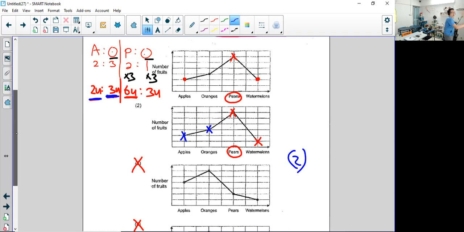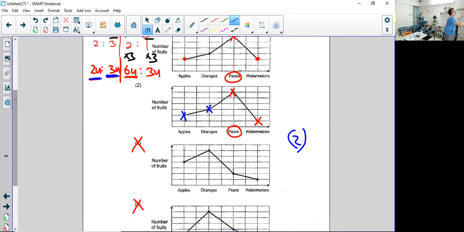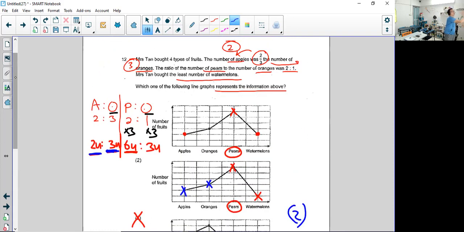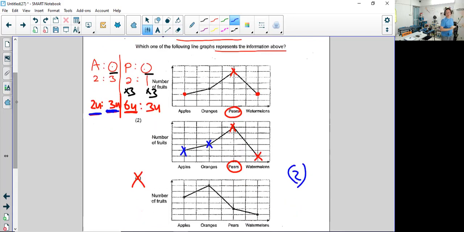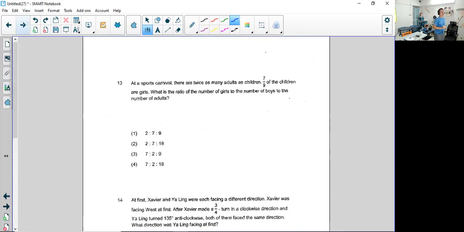All right. Okay, so let's go to the next one. What question is this? Question number 12, the answer is number 2. Okay, let's go to question 13. Fractions. So there are twice as many adults as children, and 7/9 of the children are girls. And what is the ratio of the girls to the boys? You can see the answers are in ratio. So what method can I use? I can use ratio method.